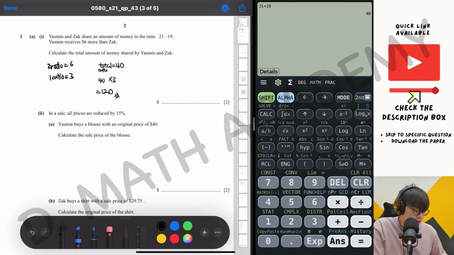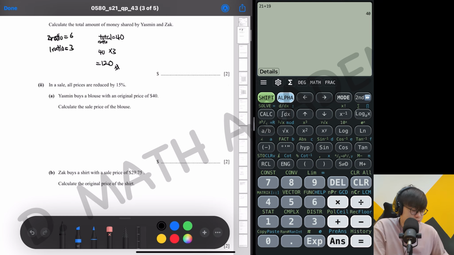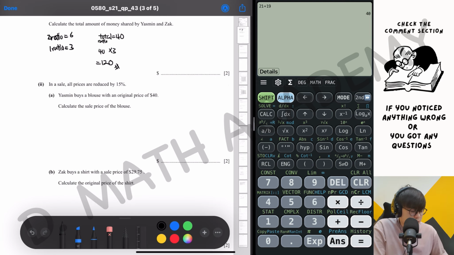In the sales, all the prices are reduced by 15%. Yasmin buys a blouse with an original price of 40. Calculate the sales price of the blouse. So you have to take 100 minus 15%. Then you know that the balance that we need to pay is only 85%. So 40 times 85%, you should be able to get your final result here, which is 34.